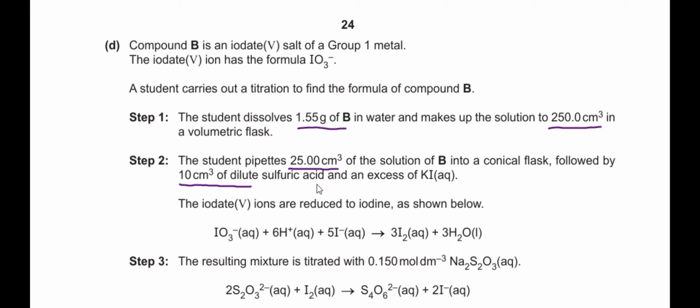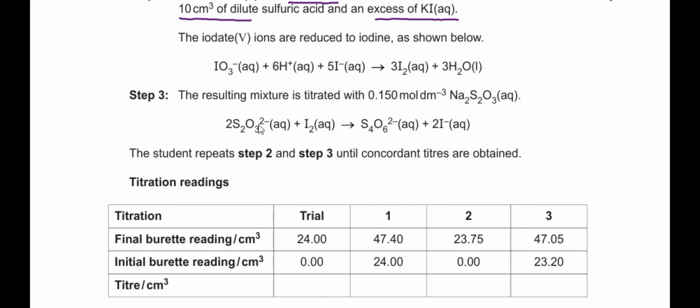The student pipettes 25 cubic centimeters of this solution into a conical flask, followed by 10 cubic centimeters of dilute sulfuric acid and an excess of potassium iodide aqueous. The iodate 5 ions are reduced to iodine as shown below. Step 3. The resulting mixture is titrated with 0.150 moles per dm cubed sodium thiosulfate. Okay, the equation is also given here. The student repeats step 2 and step 3 until concordant titers are obtained.